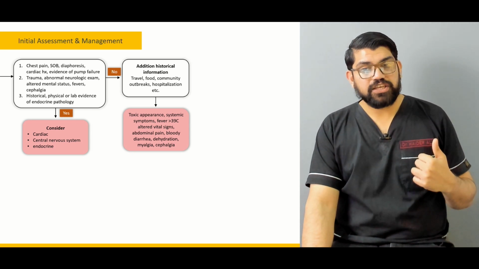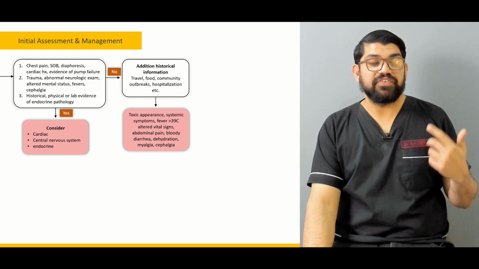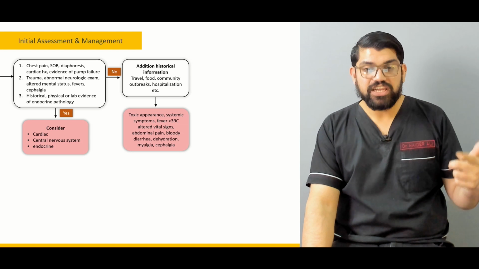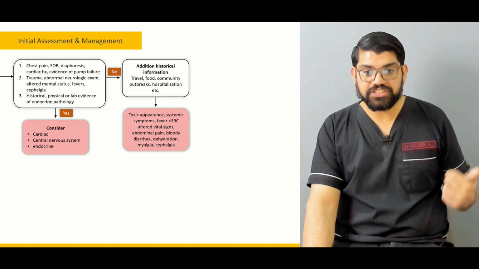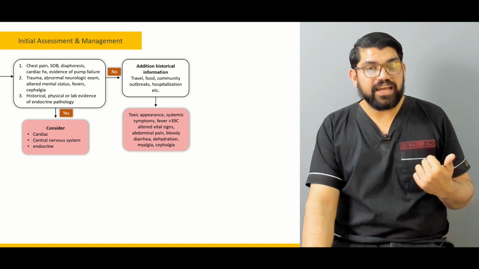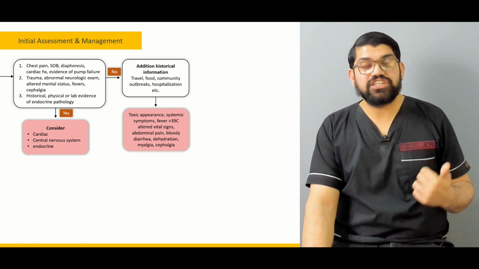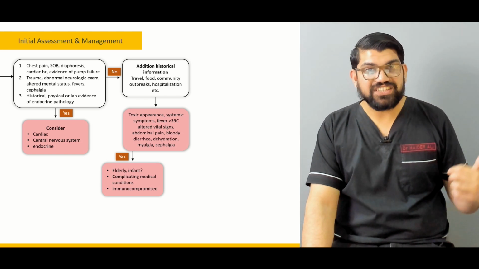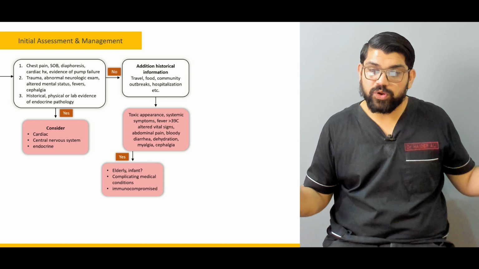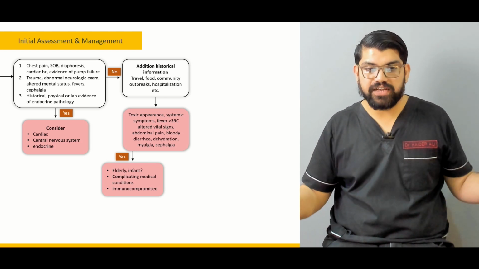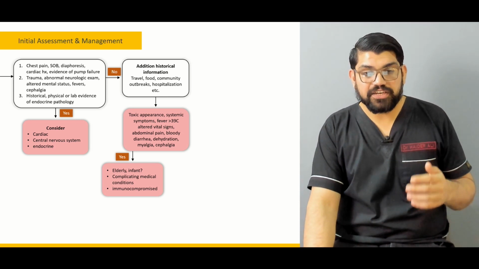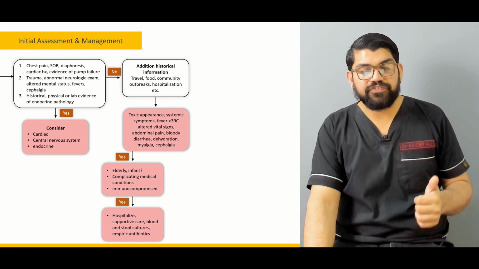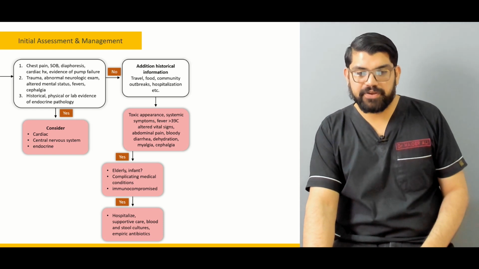So, if the patient has a toxic appearance, systemic symptoms, fever of more than 39, altered vital signs, which include tachycardia, hypertension, decreased pulse oximetry saturation, abdominal pain, or bloody diarrhea, dehydration, myalgia or cephalgia, or if the patient is elderly or an infant, look for the two extremes. If infant or elderly, with complicated medical conditions or immunocompromised, this patient needs hospitalization, supportive care, blood cultures, stool cultures, and empiric antibiotics.